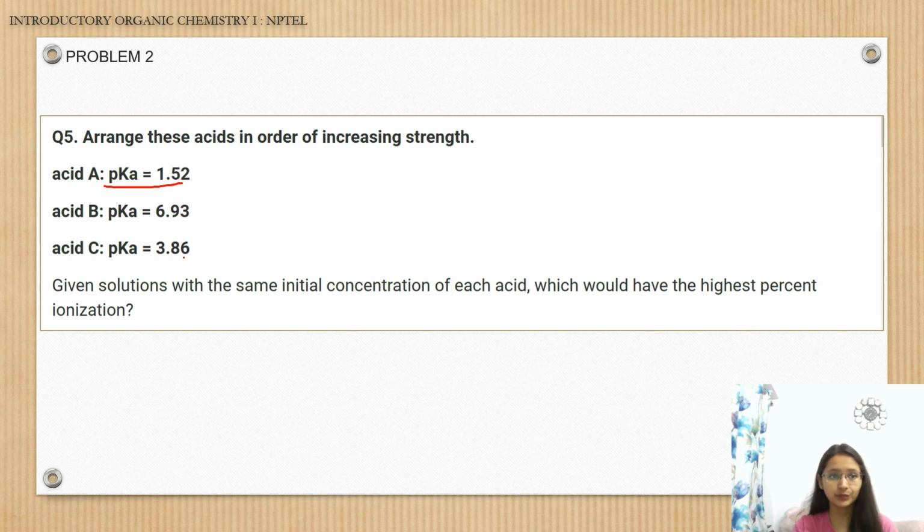So in the next part, they are also asking, given solutions of the same concentration, which would have the highest percent ionization. So now we will answer first the acidity order and then we will go through which acid will possess the highest percent of ionization. So coming back to this first problem, here they are asking to arrange these acids in order of increasing strength.